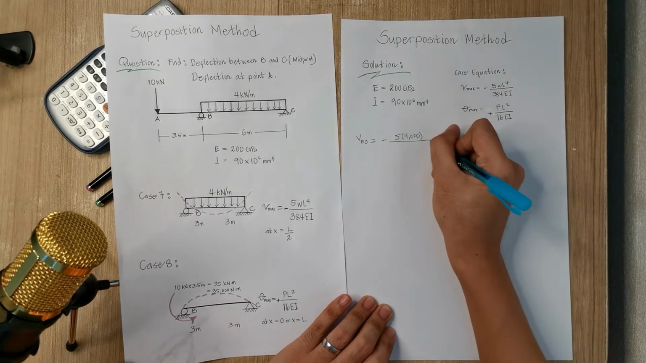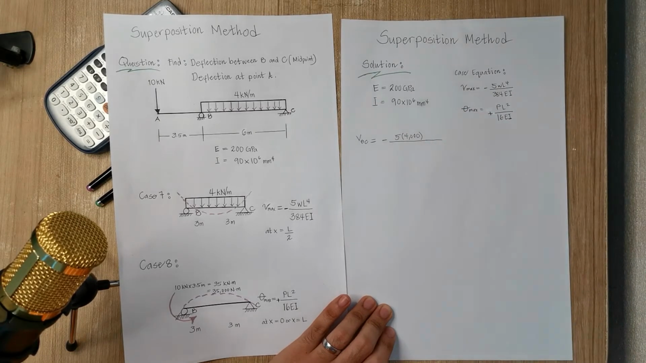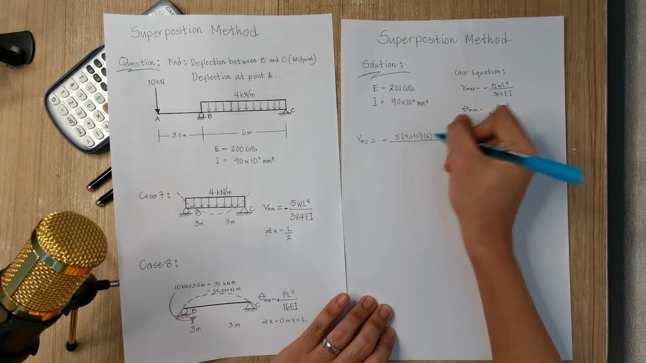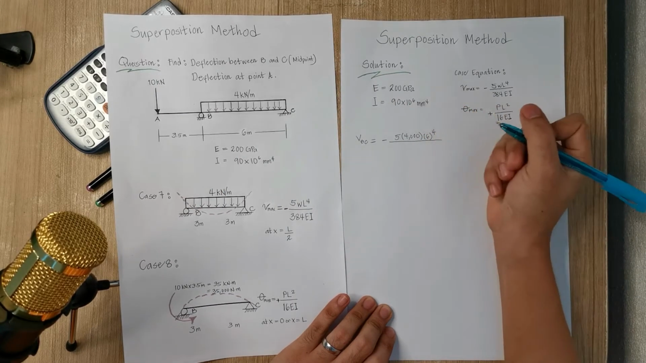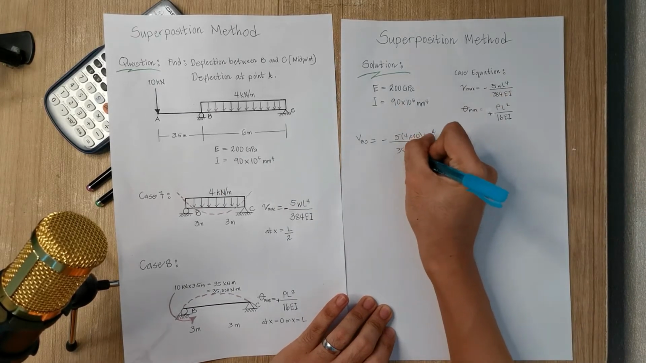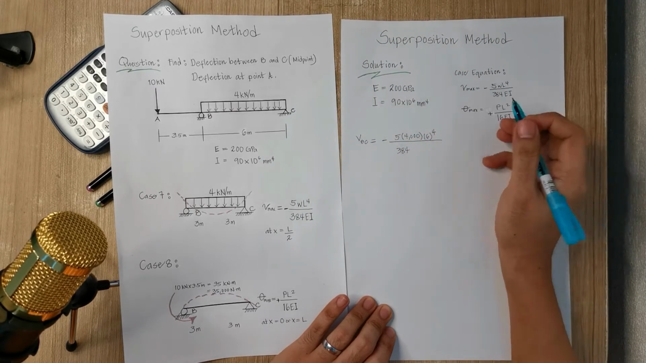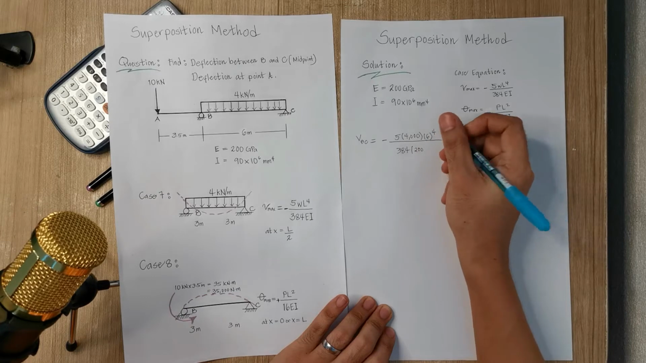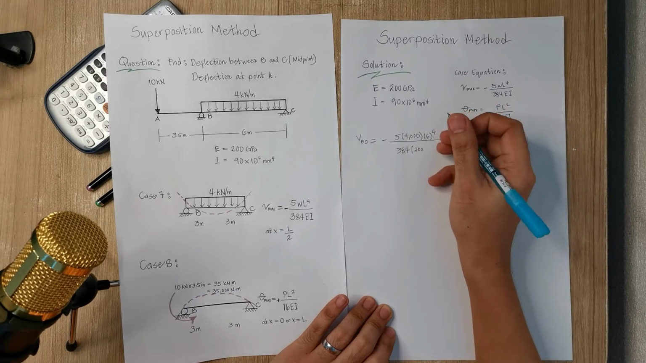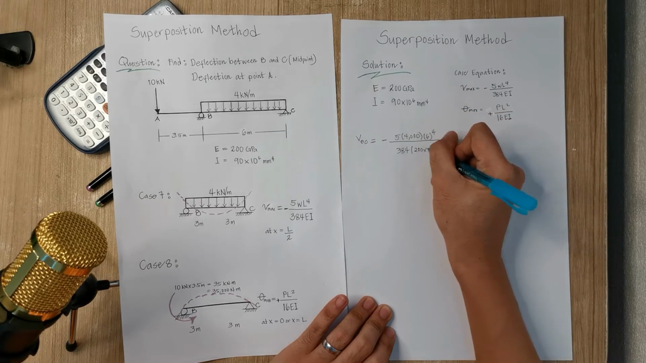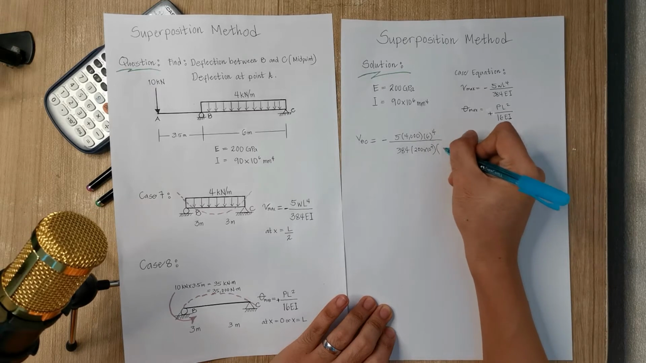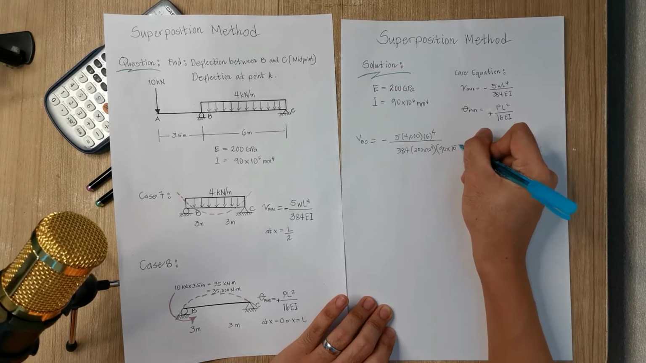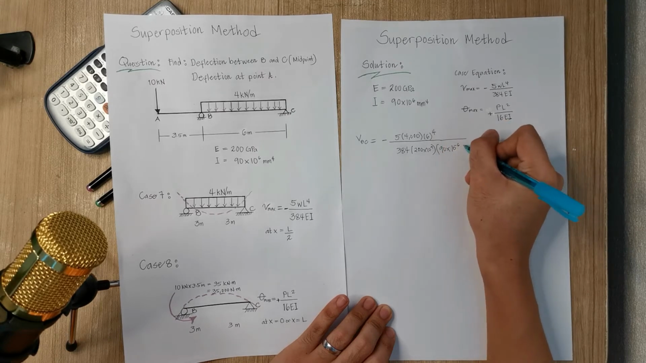So, in our length, our L natin ay, ilan yung length natin? 6. So, meron tayong 6 na length. And then to the power of 4. So, 384. And then, E natin ay 200 GPa, o convert natin sa Pascal. So we have 10 to the power of 9 times 90 times 10 to the negative power 6.